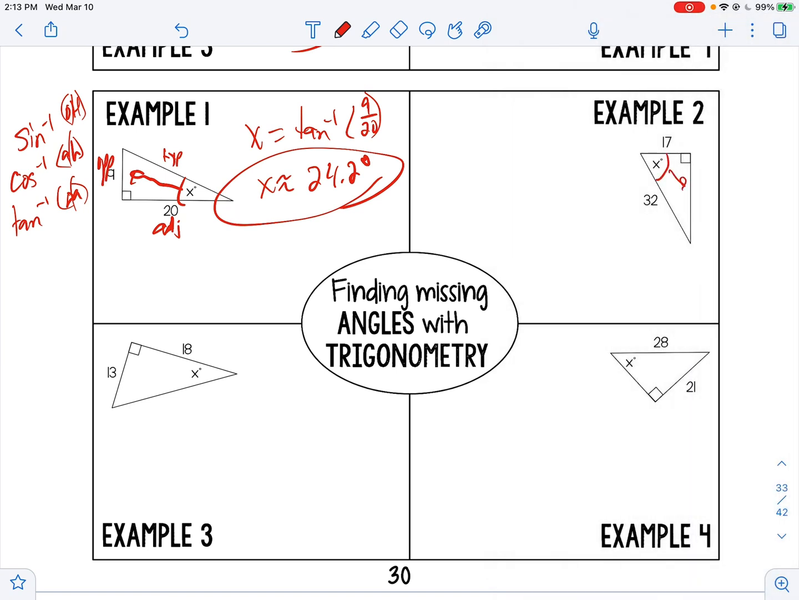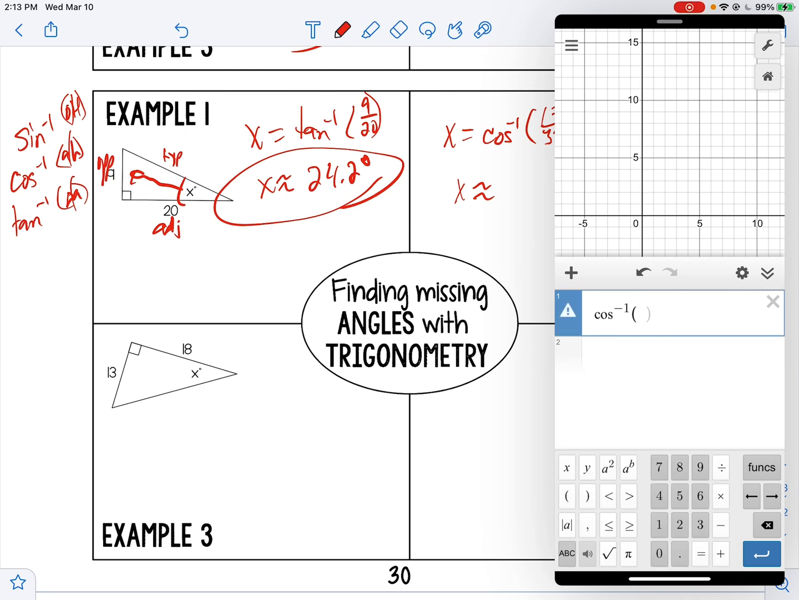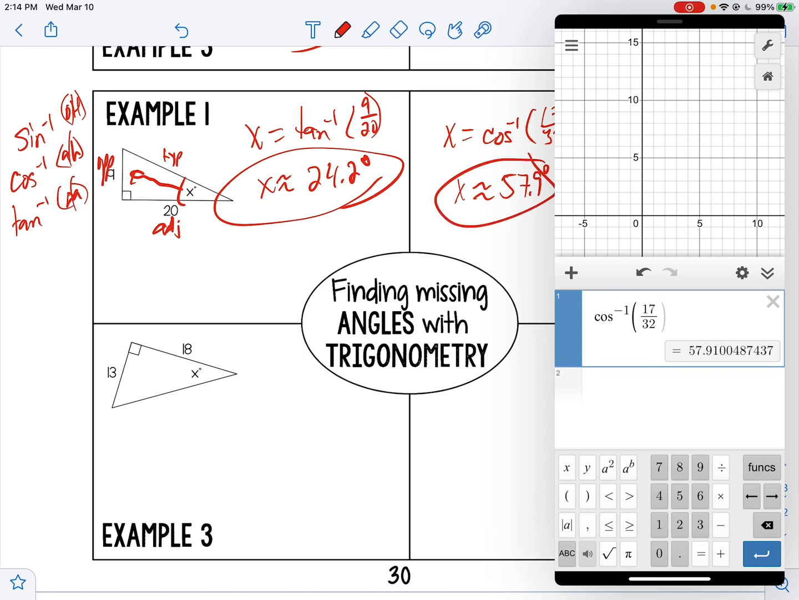Let's look at number 2. This is the one in question, so over here is the opposite. That makes this the adjacent, and this is always the hypotenuse across from the 90. We have adjacent and hypotenuse. So that would be x equals inverse cosine of adjacent, 17, divided by the hypotenuse, 32. So x is approximately 17 divided by 32, 57.9 degrees. Don't forget your degree symbol. All right, give it a pause. Try the next two. Let's see how you remember.